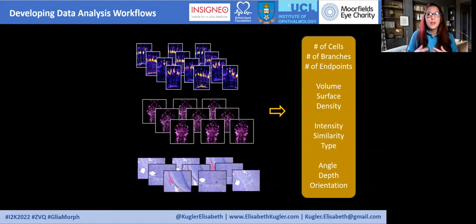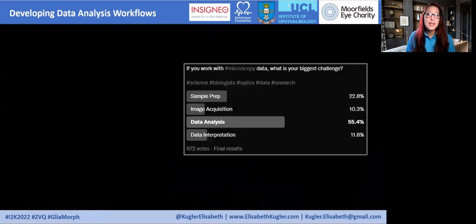But it's not just a minor challenge, it's actually a huge challenge for the whole field. We see this when we make a poll asking scientists what is the biggest challenge for them when working with microscopy, and over half of them say it is the data analysis. This is what we see here in this Twitter poll, where we had over 670 responses. So it is quite an extensive problem, and we need data analysis workflows that allow us to bridge these gaps.